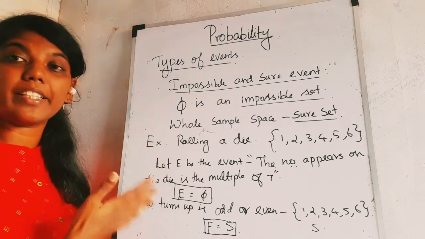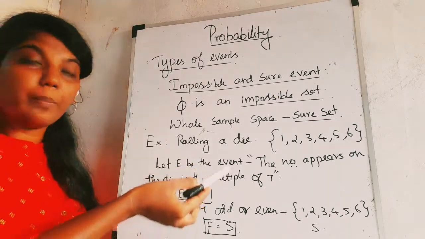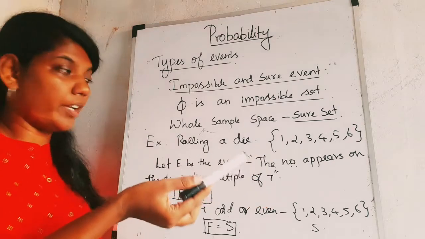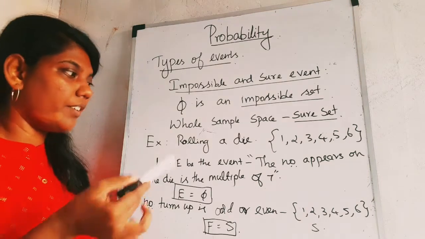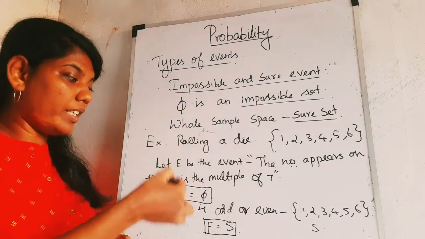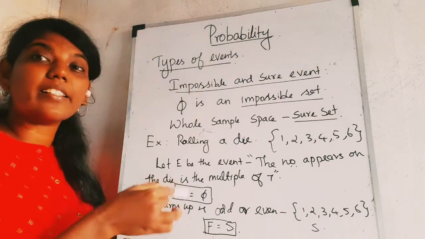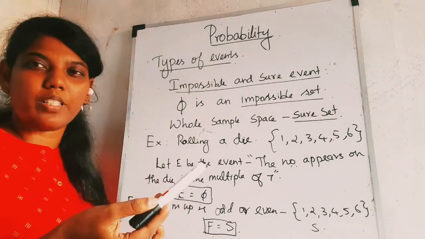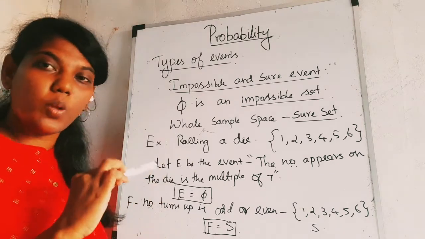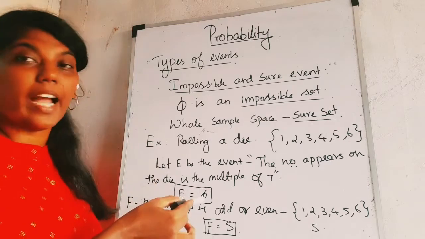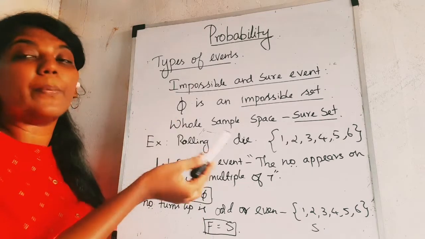For this, we are taking the example of rolling a die. When I roll the die, the sample space will be 1, 2, 3, 4, 5, 6. Now I am taking an event where the number that appears on the die is a multiple of 7. Even 7 is not there, and here they are asking for a multiple of 7. So it's impossible. There is no outcome like that, so that event is called the impossible event.